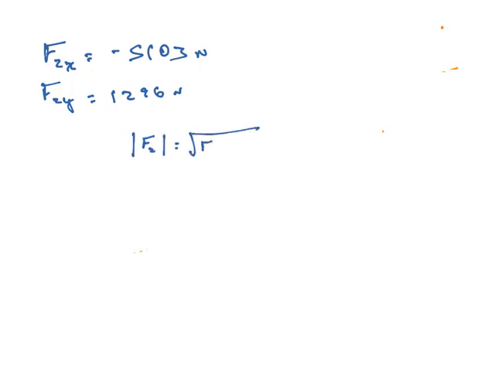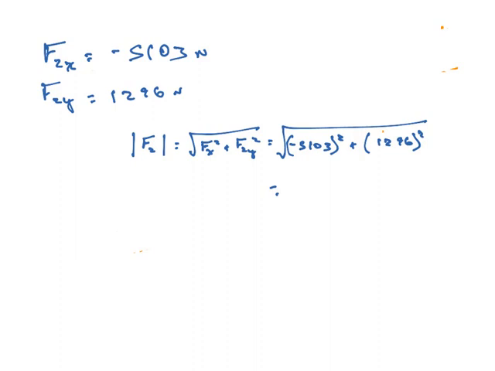Magnitude F2 is the square root of F2x squared plus F2y squared, which is, in the parentheses, minus 5103 squared plus 1296 squared. All right, so that squared plus 1296 squared, square rooted, gives me a total force of 5265 newtons. So that's my magnitude. That's how much force is there. But I also want to know what's the direction.